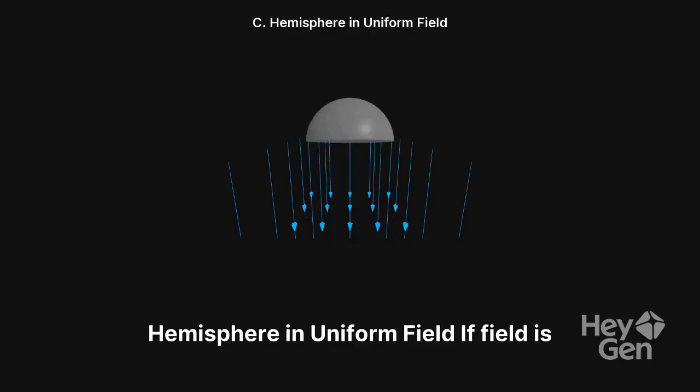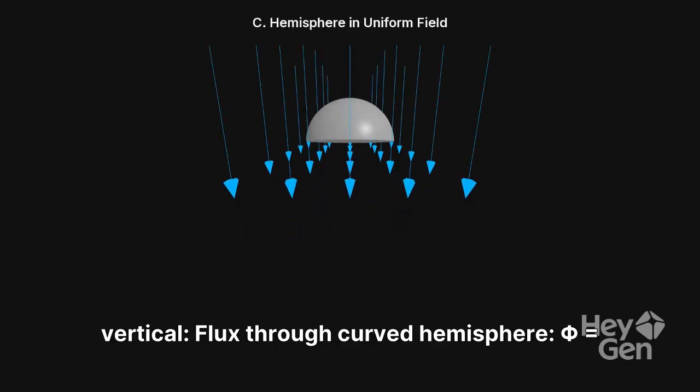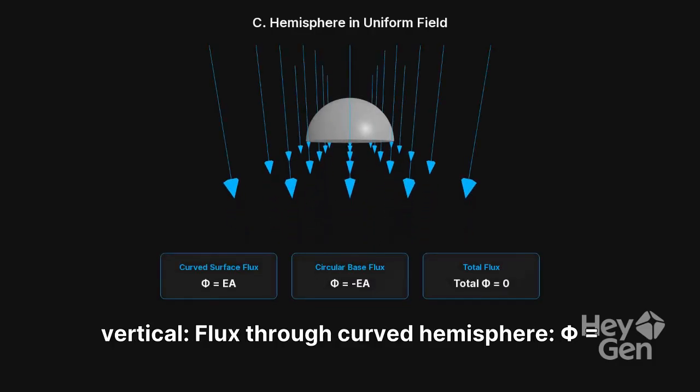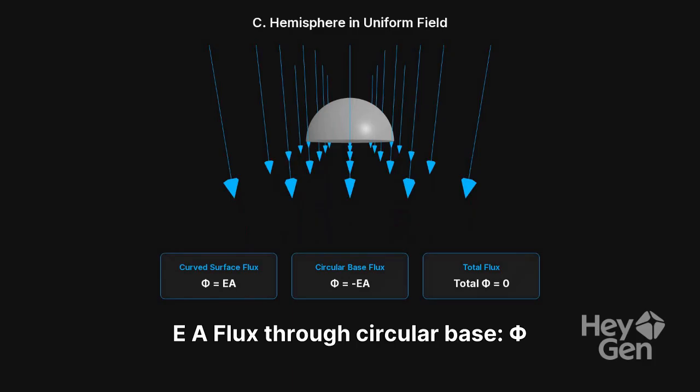C. Hemisphere in a uniform field, if the field is vertical. Flux through the curved hemisphere, φ = EA, is the same as the flux through the circular base. Flux in through the base is minus EA, flux out through the curved surface is EA, so total flux equals 0.